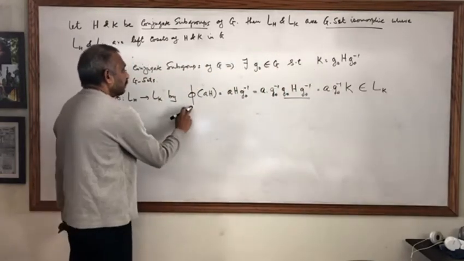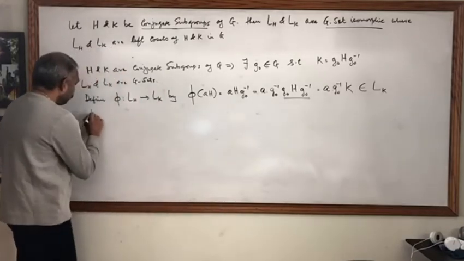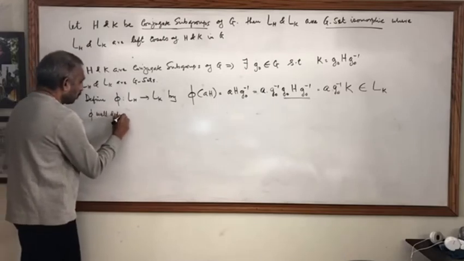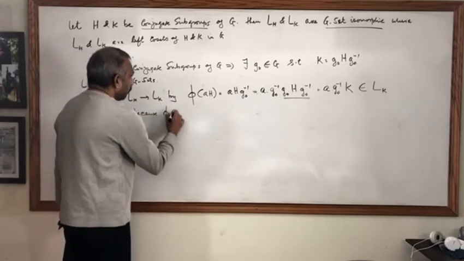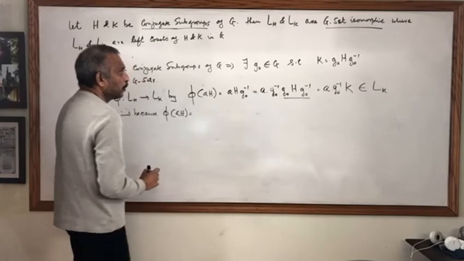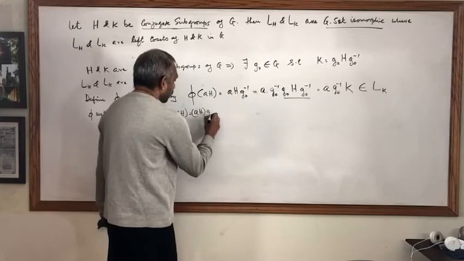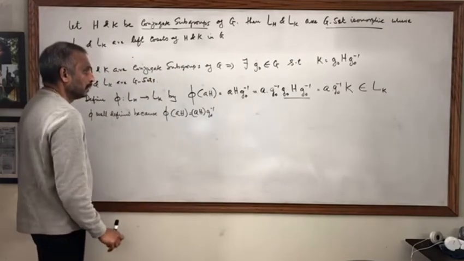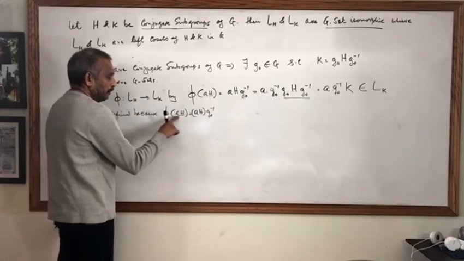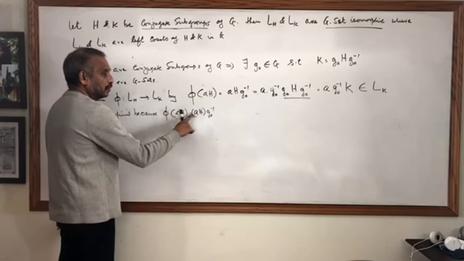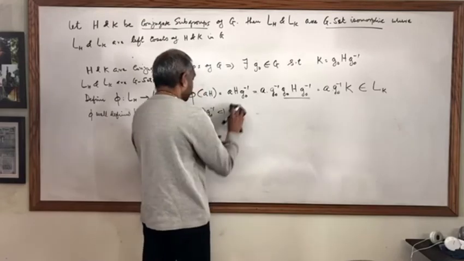So this is a function from LH to LK. Phi is well defined because phi of AH is equal to AH of G0 inverse, meaning this phi is independent of A. But if there is an A here, there is an A here. So this is already well defined. So that implies phi is well defined.